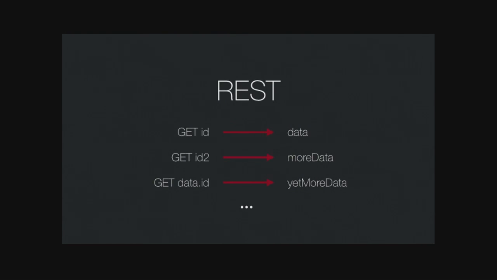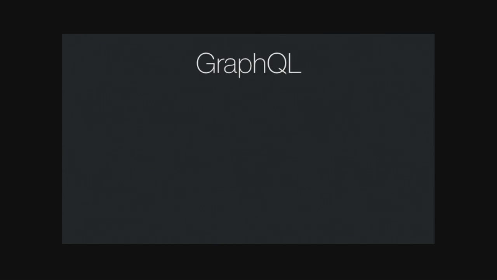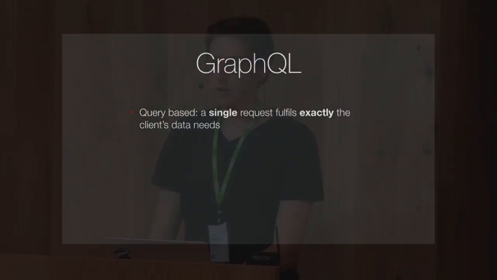So that was, I think, the original problem that GraphQL was designed to solve. And what it does is it's query-based. So you don't make multiple requests. You make a single one that fulfills exactly the client's data needs. So you get what you want, what you need, and only what you need. So you transfer the least amount of data possible, and you do it in one single go.